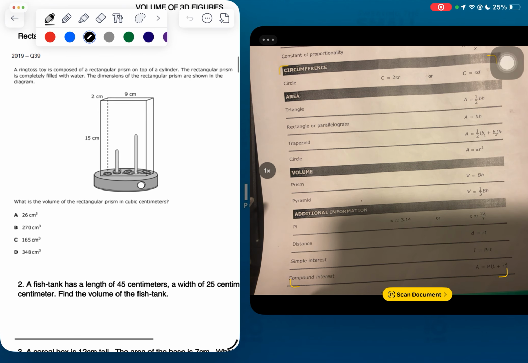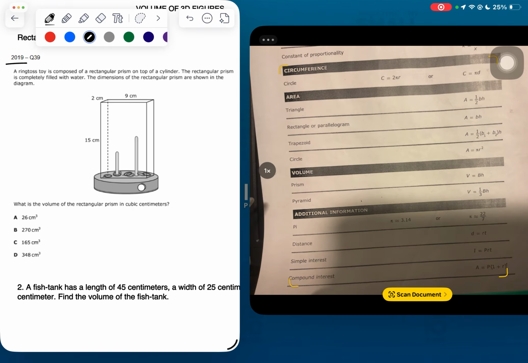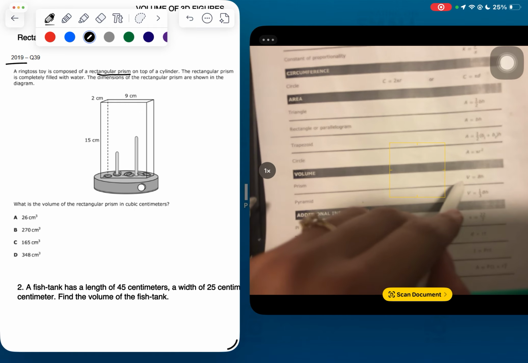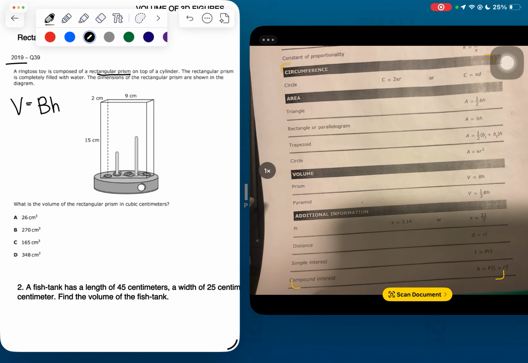So this is a problem that was on the 2019 STAAR. And they give you a bunch of text, but the only thing that matters here is that we're dealing with a rectangular prism. So then we know we need this formula: volume equals capital B times H. We need to find what is the volume.